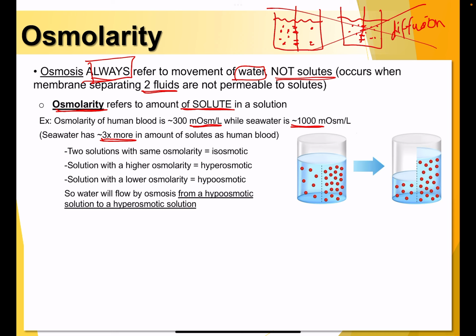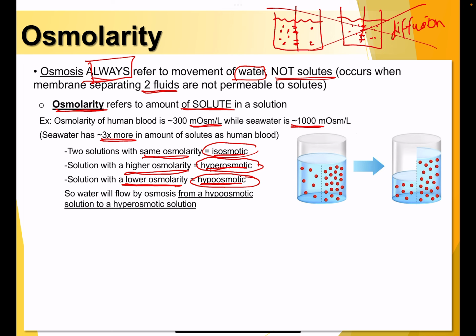All right, so if two solutions have the same osmolarity, we say that they are isoosmotic. If one of the solutions has a higher osmolarity, we say that it is hyperosmotic. If the solution has a lower osmolarity, then we say that it is hypoosmotic. Make sure you remember the definitions of these words. I didn't bold and underline them because they were bold and underlined in the previous slide.